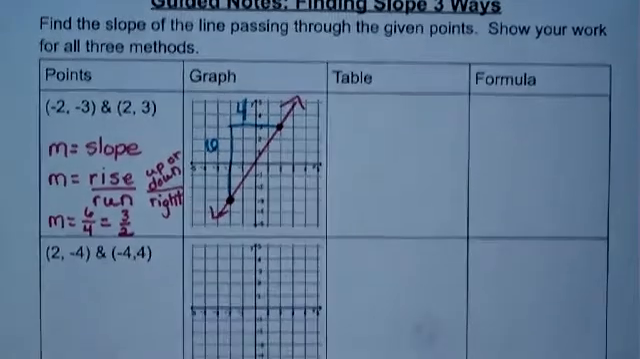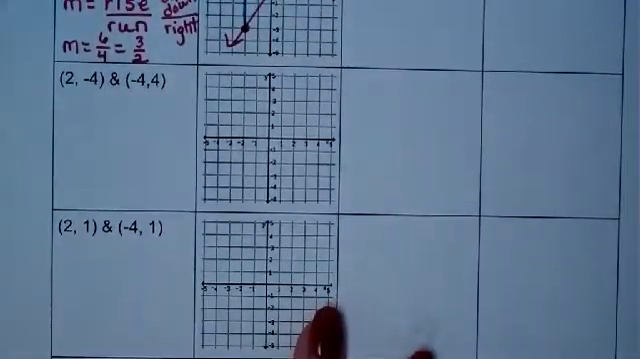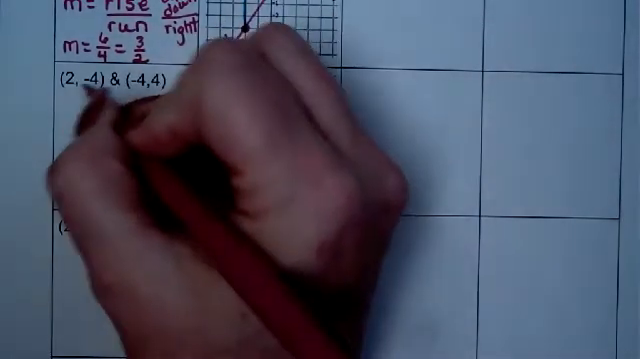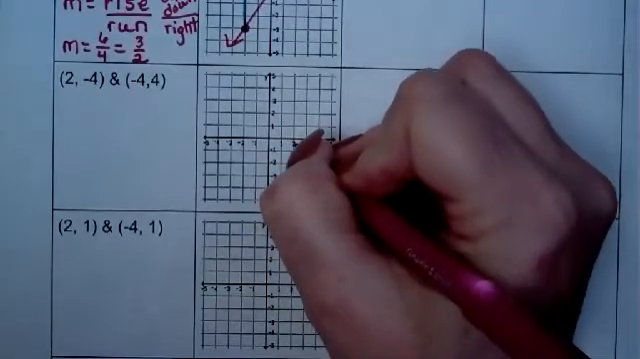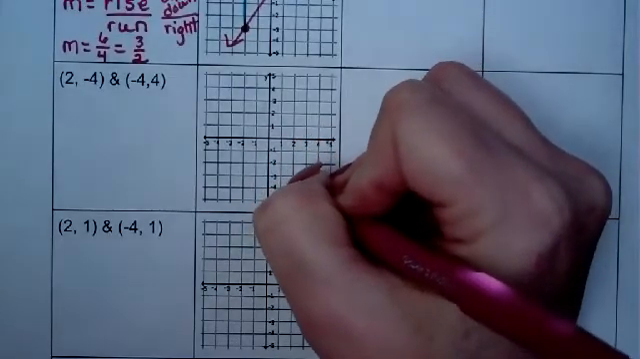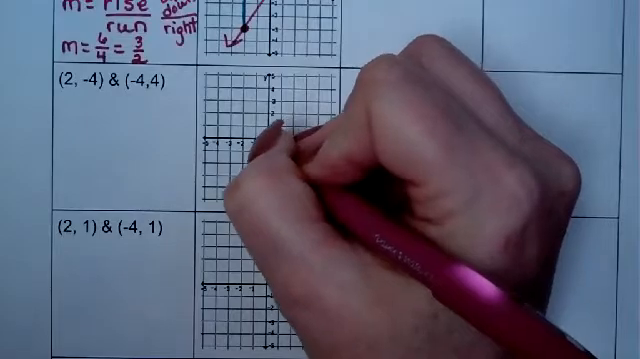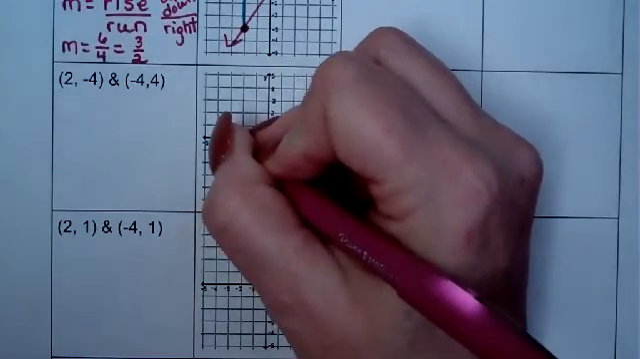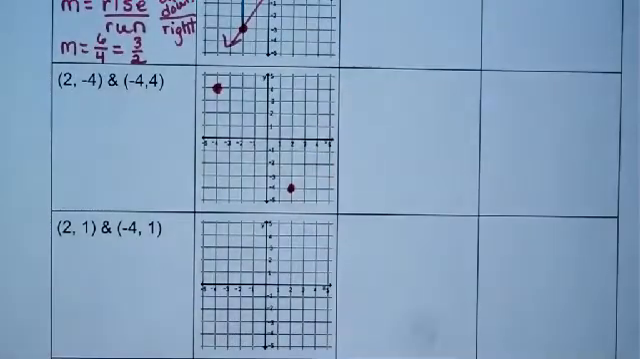Okay? So let's look at example 2's graph right here, okay? Now, I'm going to graph 2, -4, and -4, 4. So let's see, 2, -4, right there, and -4, 4. So 1, 2, 3, 4, 1, 2, 3, 4, right there.